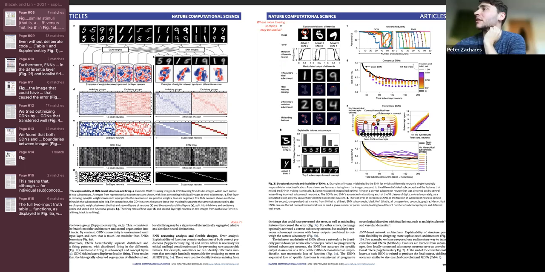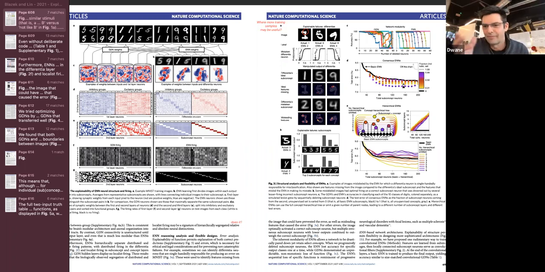Wait, actually, I think I'm seeing it now. It's the number of sub-concept neurons versus the test error, but I don't understand the dots anyway. Yeah, and I haven't found the code to reproduce this yet, so maybe I'll find it, maybe I won't.